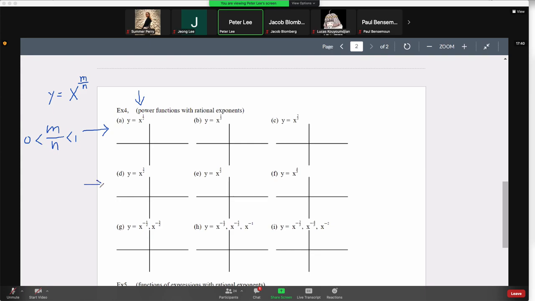Look at the second row. Exponents are 3 over 2, 5 over 3, and 4 over 3. In this case, the exponent m over n is actually bigger than 1. If you look at the bottom, here m over n is actually negative. M and n are integers, by the way. They could be negative too. Of course, n is not 0.